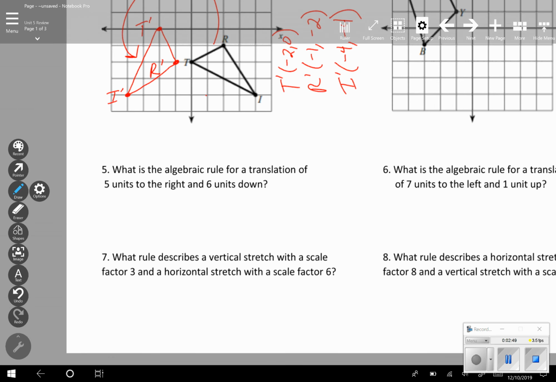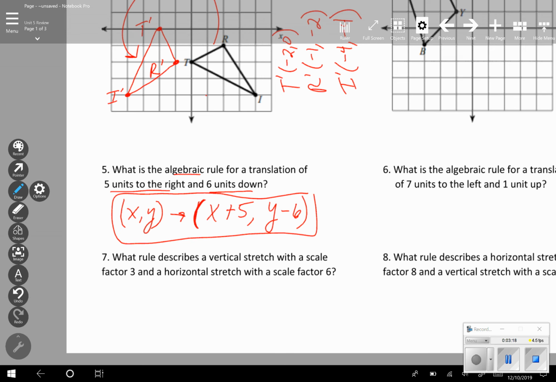Question 5. It says, what is the algebraic rule for a translation of 5 units to the right and 6 units down? All right, so we have our original x, y. Five units to the right, that's going to be x plus 5, because when you're moving to the right, you're adding. And then 6 units down, that will be y minus 6. So there we go. That's our rule, and it's this whole thing.